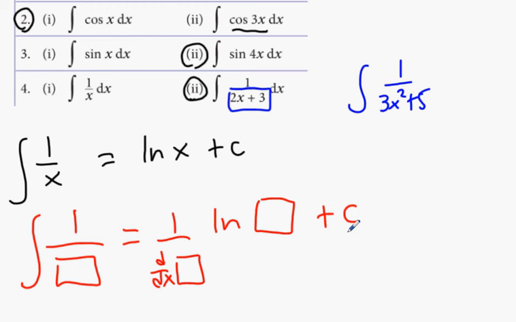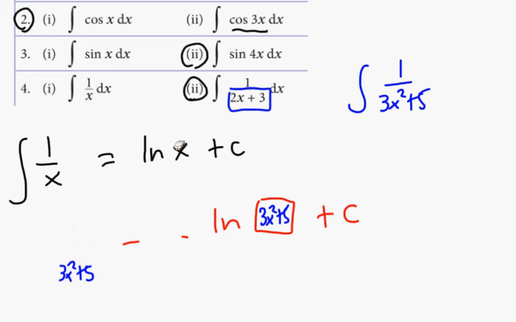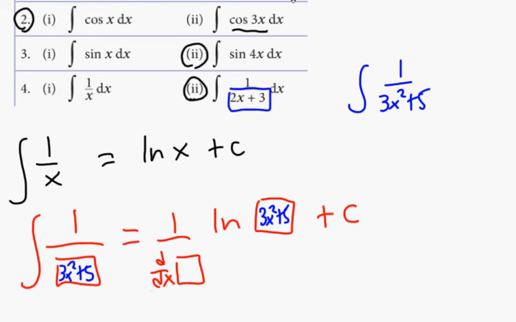Okay, guys. 3x squared plus 5 goes here. That means it automatically turns into ln 3x squared plus 5. Differentiate 3x squared plus 5, and what do you get? 6x on the bottom. Oh dear. Okay. 1 divided by 6x. So 1 divided by 6x ln 3x squared plus 5 in brackets plus c. Is that alright?